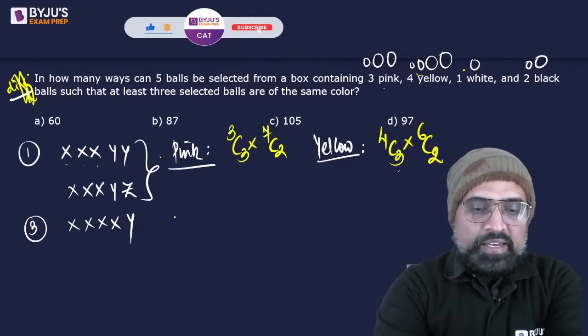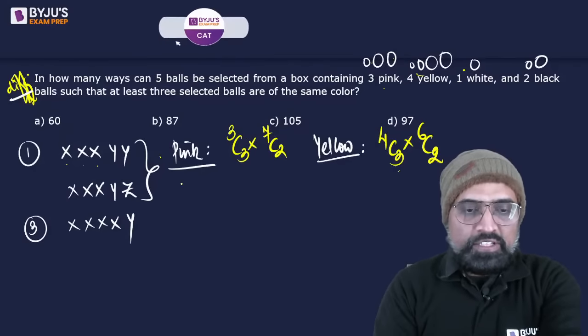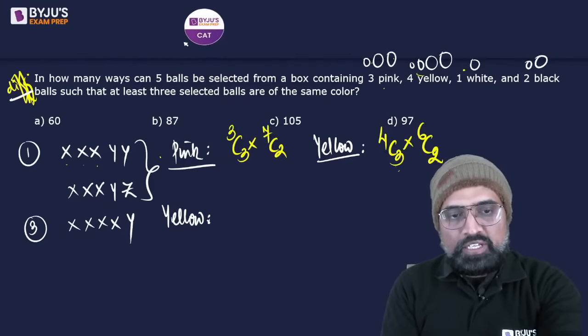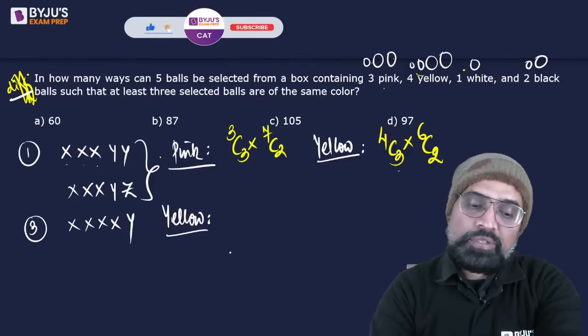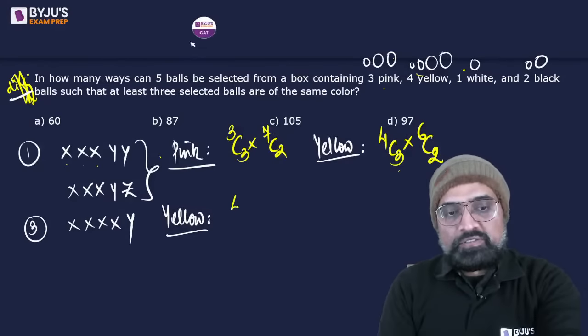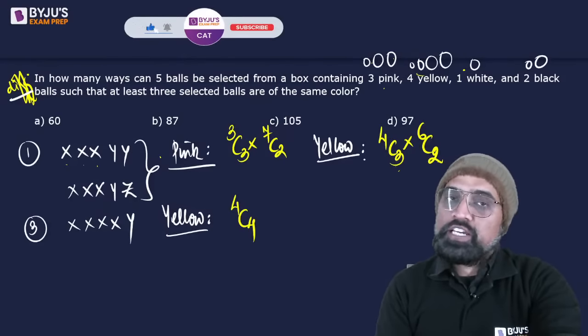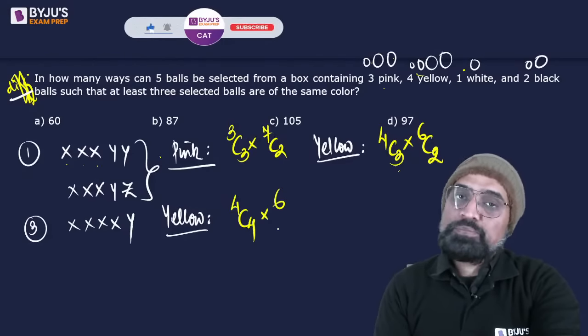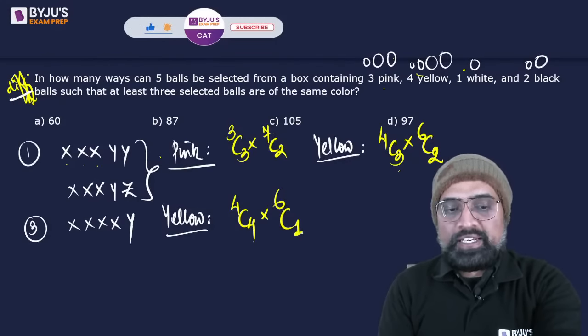Okay. Last case, the only possibility we can have is yellow because that's the only color that we have 4 in number. So for this, of course, we will select all the 4 yellow colored balls out of those 4. Then we are left with a total of 6 balls. Out of those 6 balls, we need to select just 1.